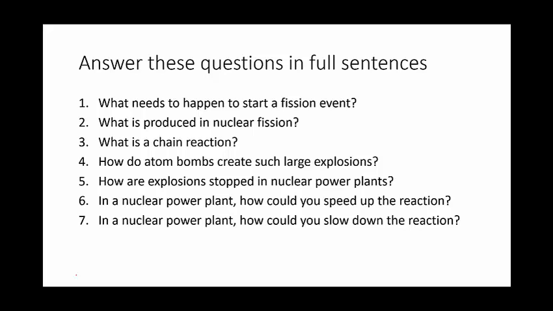So what do we need to do in order to start a fission event? Well, what needs to happen is the nucleus has to absorb a neutron. The products of nuclear fission are 2 smaller nuclei, some neutrons, and energy, or you could say gamma rays.